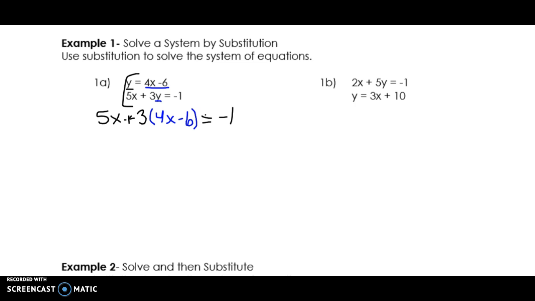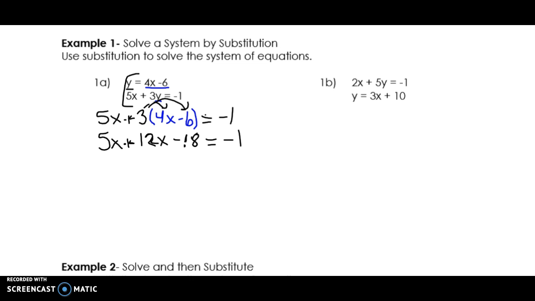So I'm going to simplify it. You'll notice that we only have one variable now. There's an x here and there's an x here. So I want to solve for that x. That's my goal. First of all, I'm going to distribute that 3 through the parentheses. So I have 5x, 3 times 4x gives me 12x, so I add 12x. And then 3 times -6 gives me -18, equals -1 then.